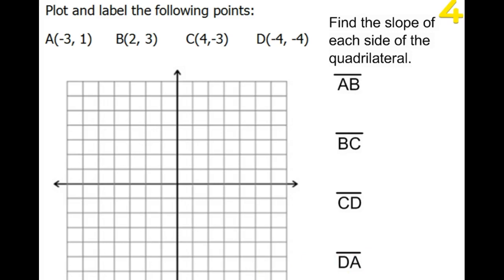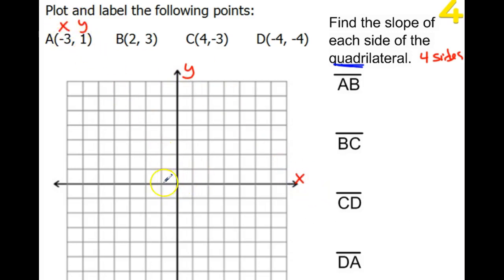All right, last slide here. It says plot and label the following points and then find the slope of each side. It says quadrilateral. Quad means there's 4 sides, so you know this is going to be some sort of shape that has 4 sides. So let's label our points. Here's y and here's x. So we're going to plot this xy.